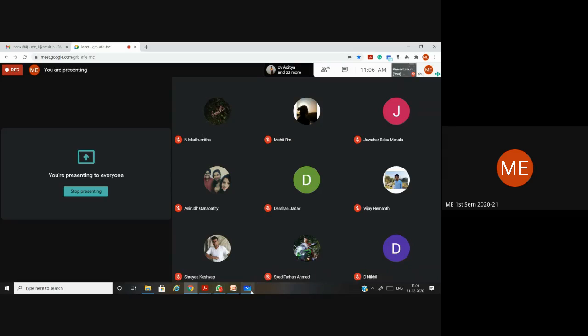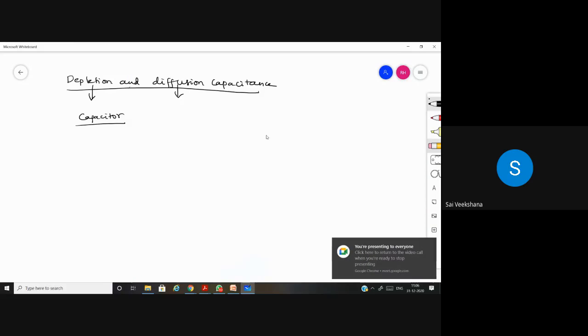Sai Vikshna? Yes, sir. Can you explain how we can compare the forward bias with a capacitor and reverse bias with a capacitor? Yes, sir. Like we have a PN junction and we have a depletion layer in between. The same way we have a dielectric medium between the plates. Okay.